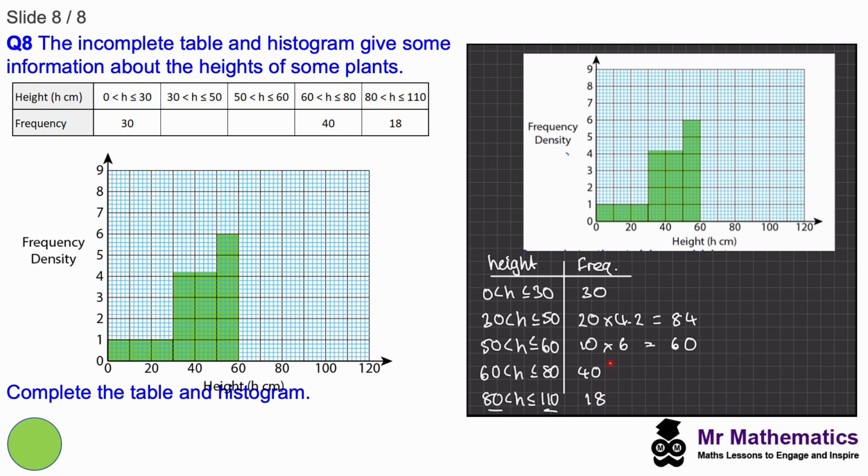And to show this in our histogram, we go from 60 to 80 to a frequency of 40. So our frequency density will be 40 divided by 20, which is 2. So we go up to 2 within that range. And finally, the frequency density between 80 to 110 will be 18 divided by the class width of 30. So this will be up to 0.6, which is about here.